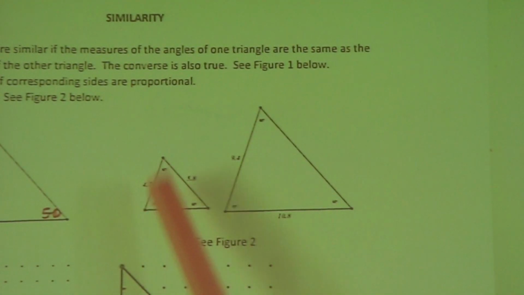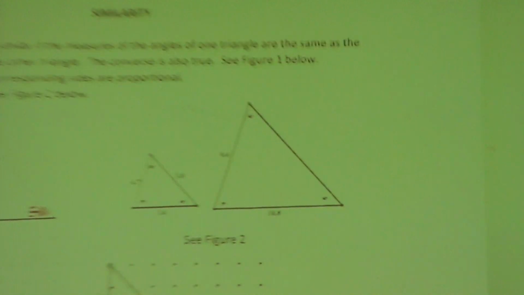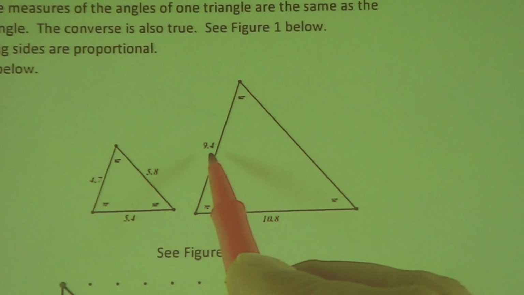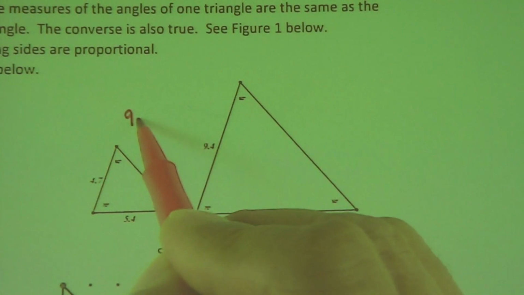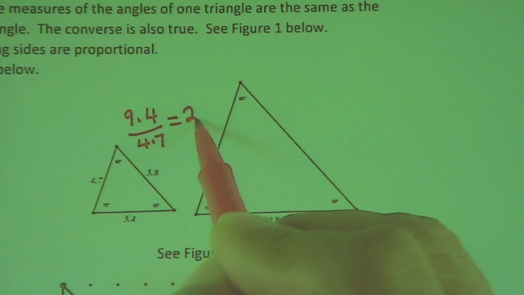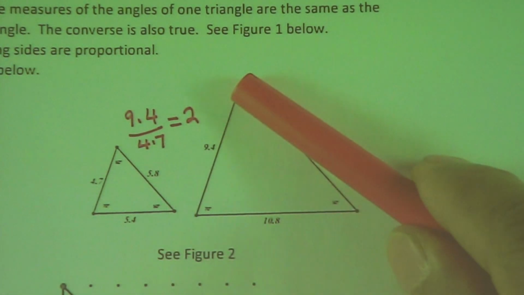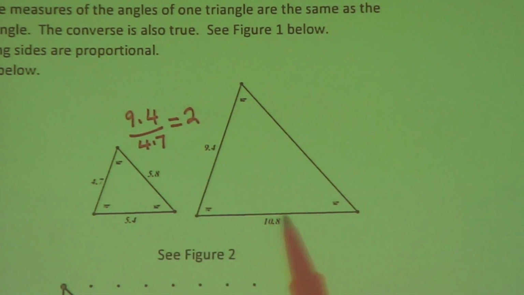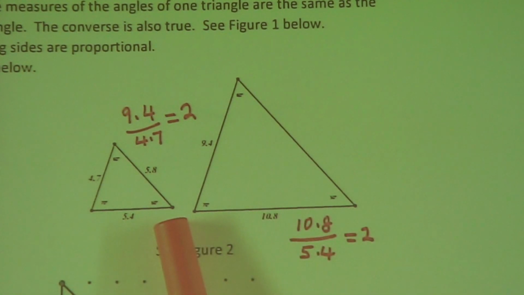You could focus on the angles again, but you could also look at the sides. If this is 4.7 and that's 9.4, if I divide 9.4 by 4.7, I get 2. So this side is twice that side. This is 10.8 and 5.4. So similarly, this side is double that. We say that these are similar triangles.